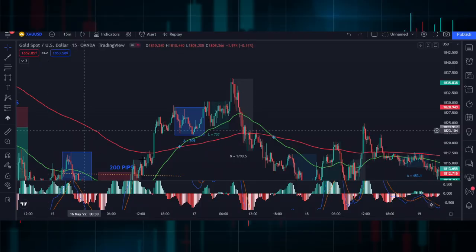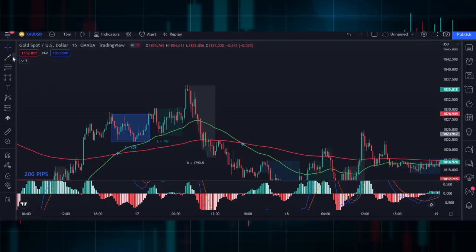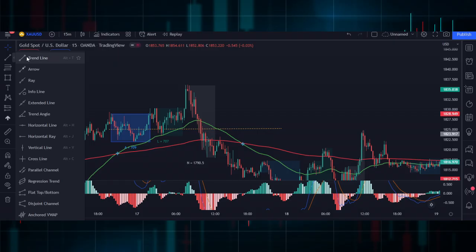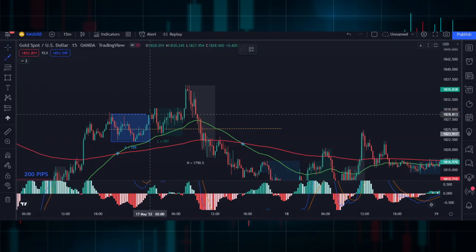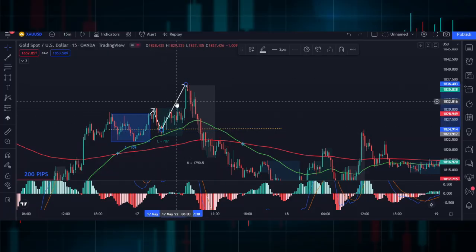Okay, and as you can see here, we have ourselves an advanced buying setup, because just like I mentioned in previous videos, price went above the Asian session box, then went down to the middle of the Asian session box, bounced off the middle, then it went up for an advanced buying setup.